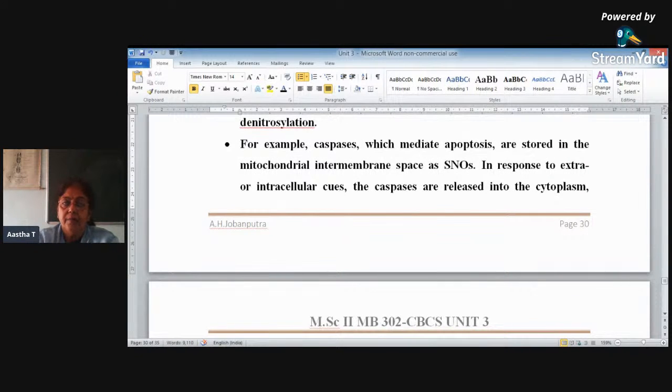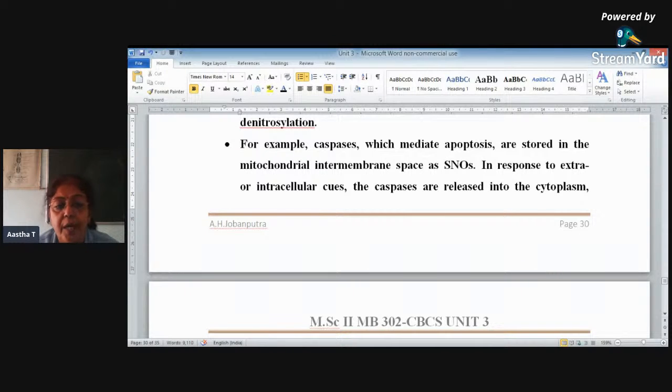म्हणजे जेव्हा सेलची लाईफ संपते तेव्हा it kills itself. That process is known as apoptosis. Now this particular apoptosis is mediated with the help of caspases. They are stored in the mitochondrial intermembrane space as S-nitrothiols. So caspases वरती हे एस नायट्रोसिलेशनची रिॲक्शन झालेली असते आणि ते मायटोकॉन्ड्रियाच्या आतल्या साईडला आतल्या मेम्ब्रेनला अटॅच असतात.